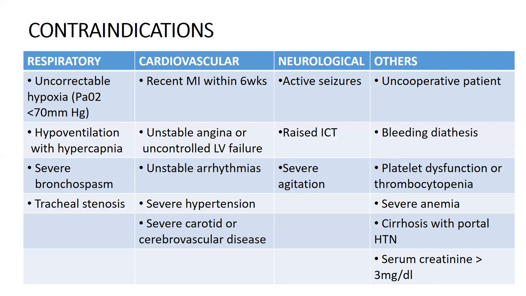So the various contraindications for performing the bronchoscopic procedure: respiratory contraindications like uncorrectable hypoxia, if the saturation is less than 70 mm of Hg, patients with hypoventilation with severe hypercapnia, patients with severe bronchospasm, and patients having tracheal stenosis. The cardiovascular contraindications like patients having recent MI within 6 weeks, unstable angina or uncontrolled left ventricular failure, unstable arrhythmias, severe hypertension, and patients having cerebrovascular and carotid diseases.